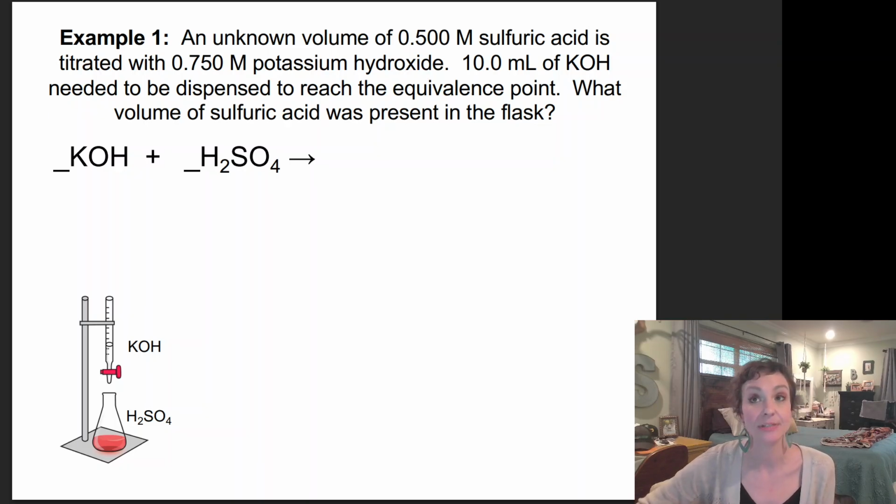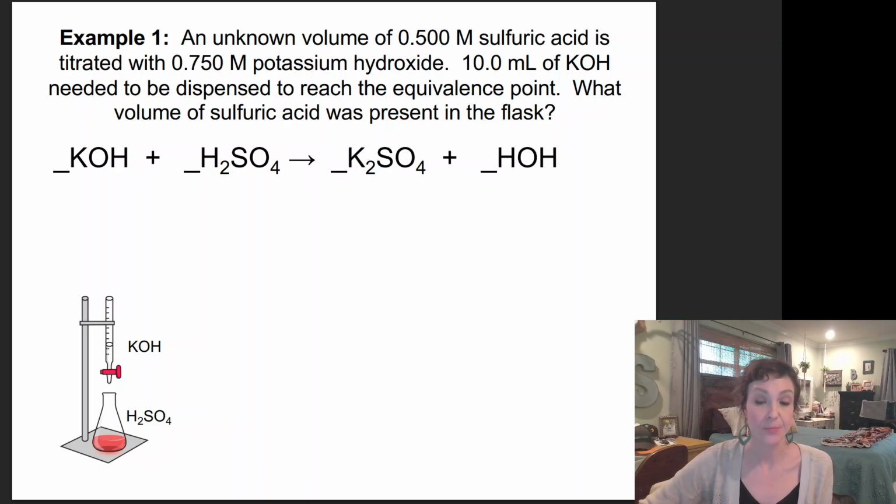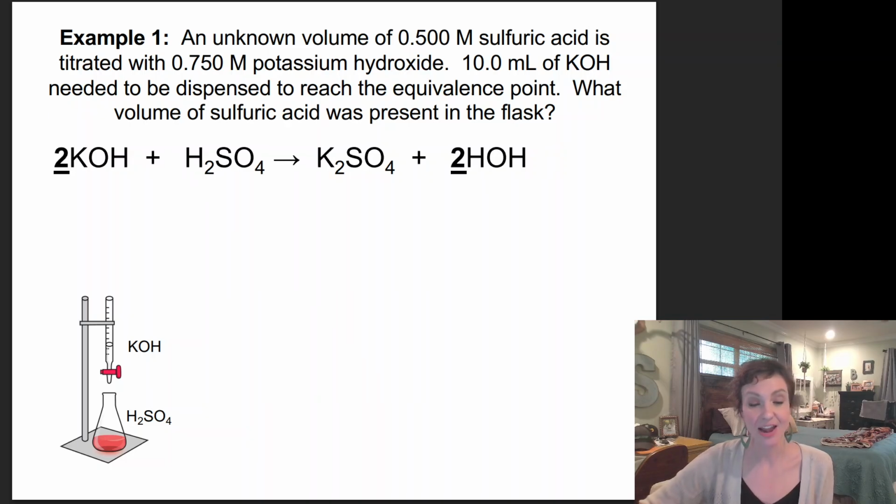So my products are always going to be salt and water. My salt is going to be potassium sulfate, and HOH is my water. Then balancing it, I've got everybody balanced to satisfy the law of conservation of mass. So this is the reaction equation I'm dealing with. I know who my titrant is, I know who my analyte is. Now I'm ready to dissect this problem and read what the words are telling me.